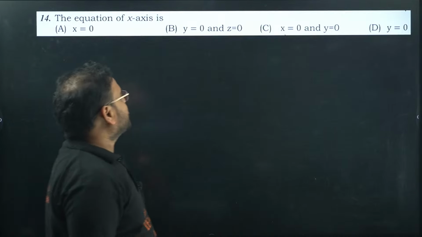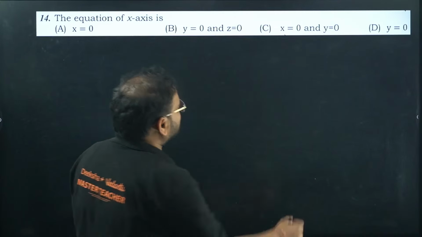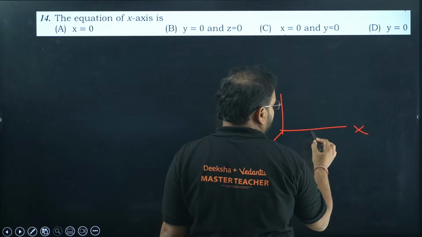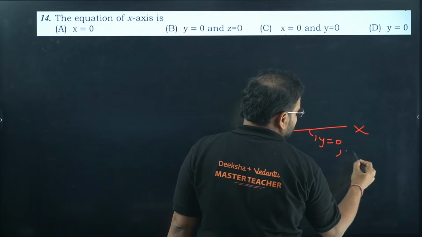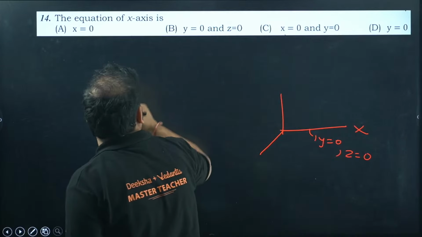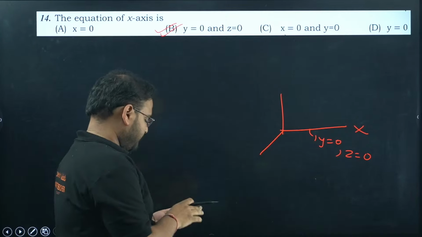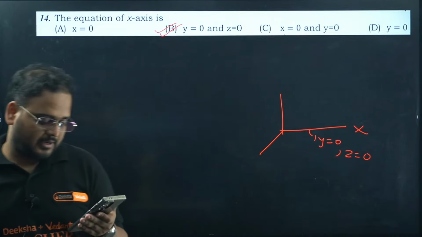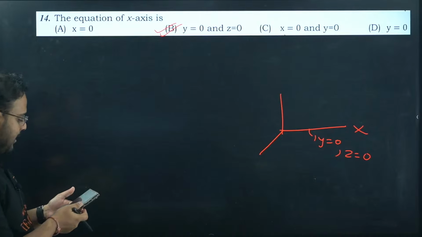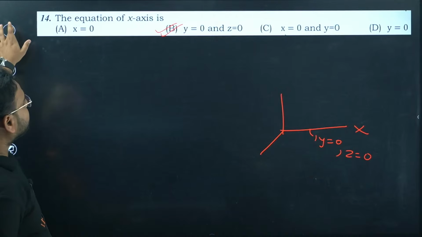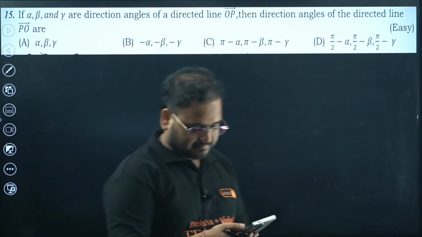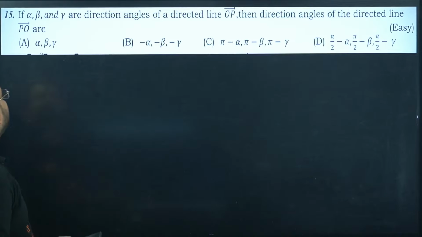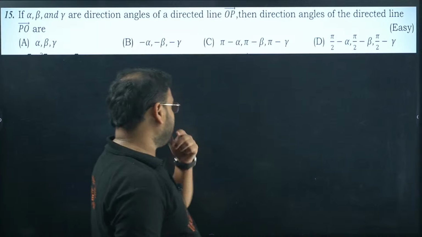Equation of the x-axis is going to be what? Of course, this is the x-axis, sir. So this is x, which means y is 0 over here and even z is 0. That's my equation. y equals 0, z equals 0, option B is correct. Yes. Good job, Sagar. Good job, Nagaraj. Rukmini, your answer is still pending. Superb. Next one. So 15th, alpha, beta, gamma are direction angles of the directed line OP.